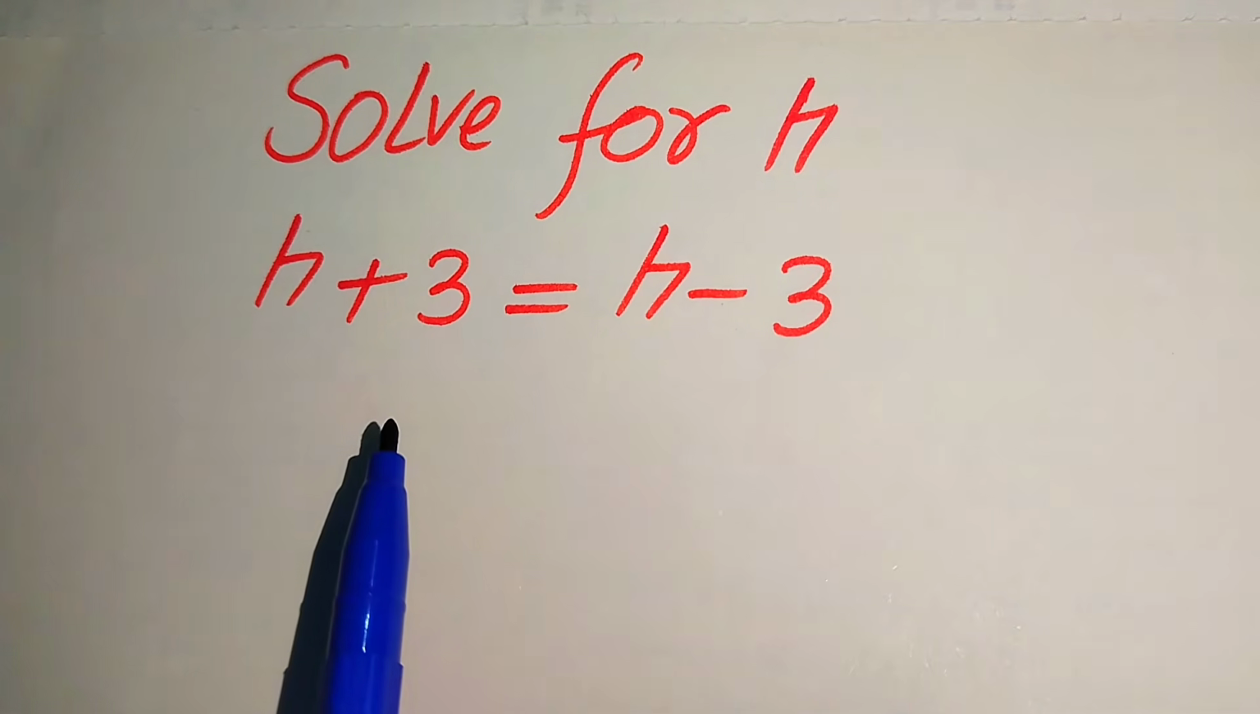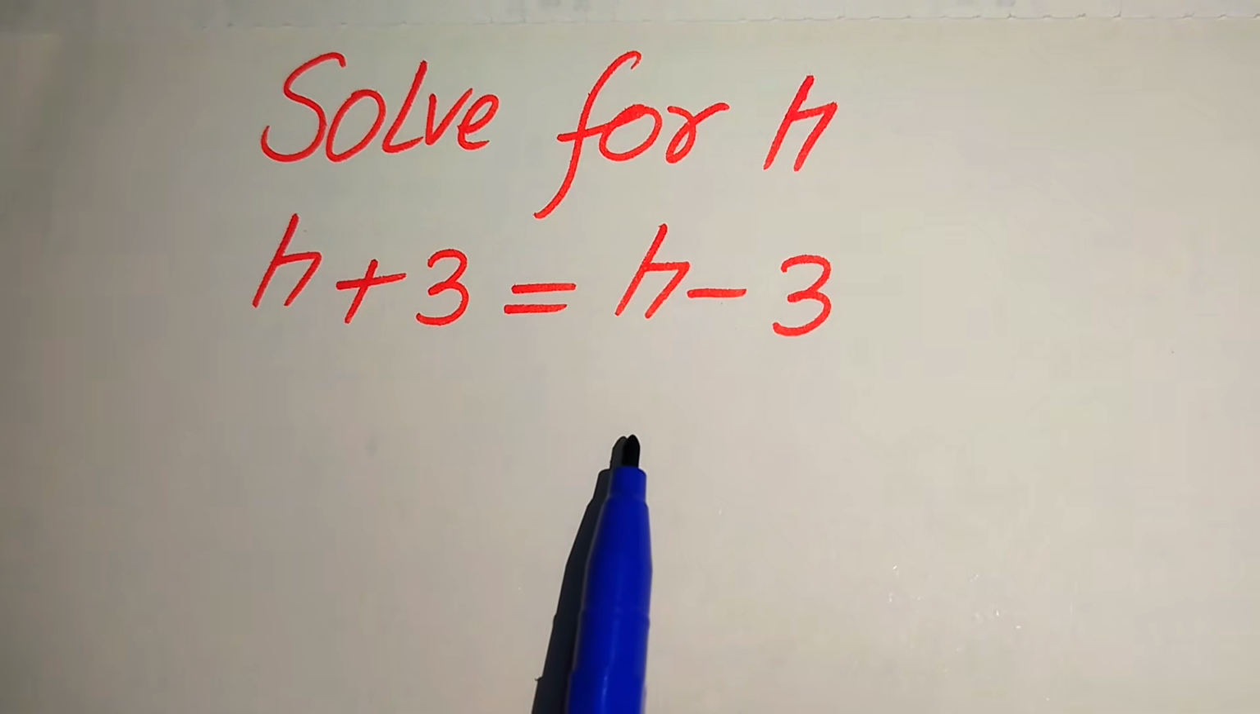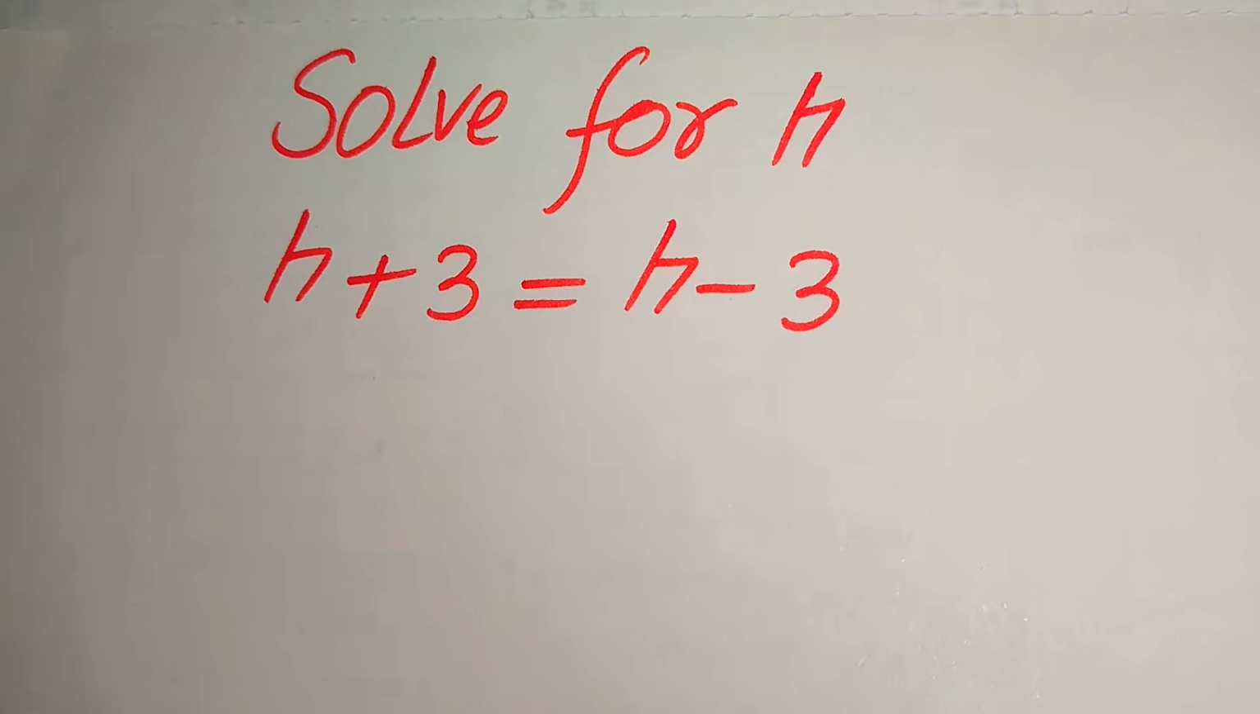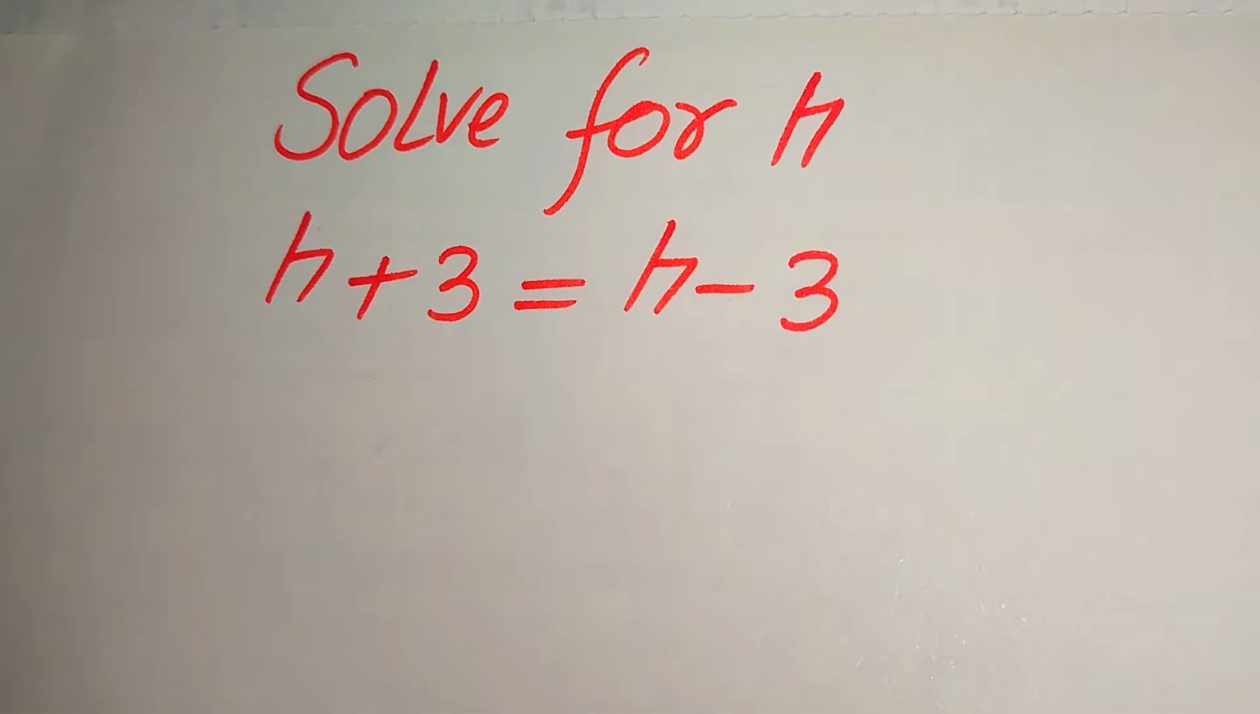So here we have h plus 3 is equal to h minus 3, and we solve this problem for all the values of h. First we need to find all the roots of this equation, and at the last we will verify which of the roots are solutions and which of the roots are extraneous roots. Now further, we solve this problem by two methods.